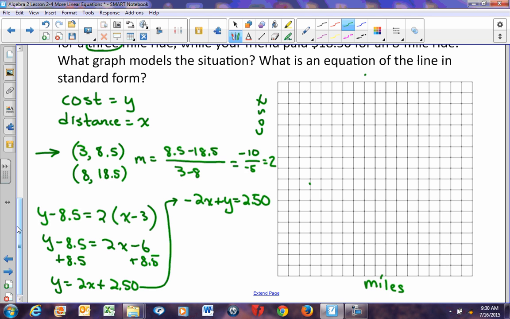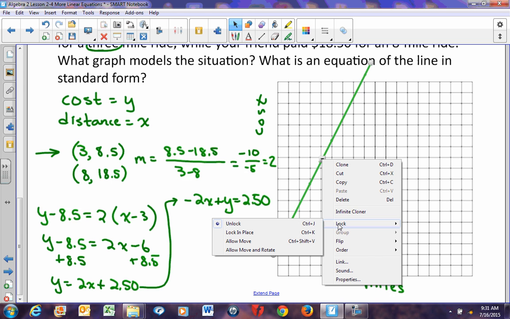Would be up there. Okay, or I could take my first point, 3, 8.5, and I can apply my slope up 2 over 1, up 2 over 1. There. And then I can draw my graph that way. It doesn't really matter. You can draw your graph in so many different ways for this particular equation. Graph here. There we go.